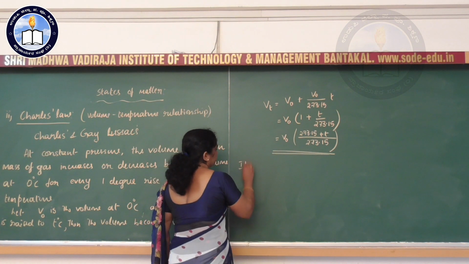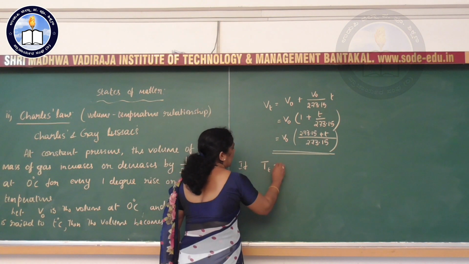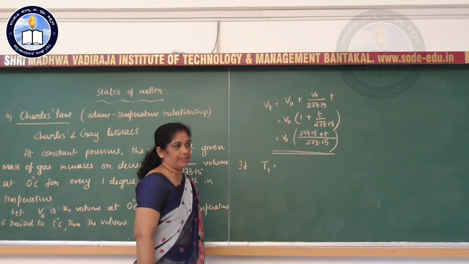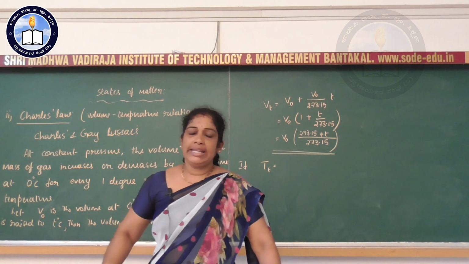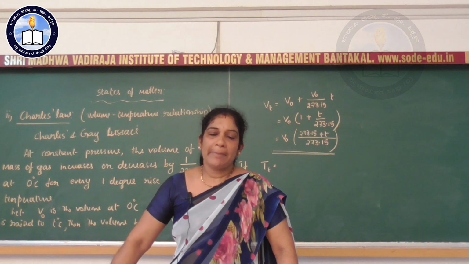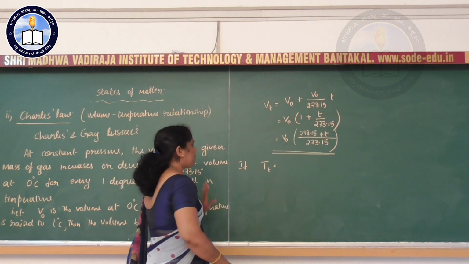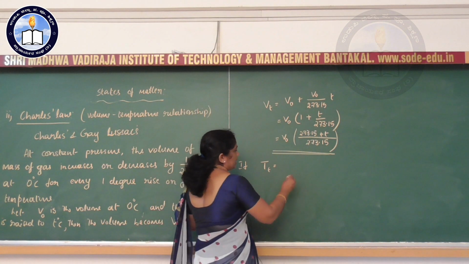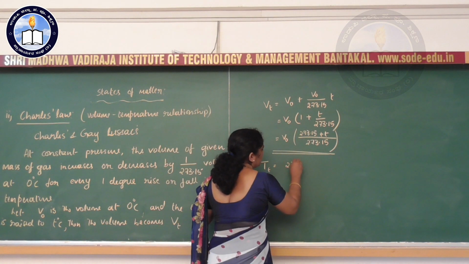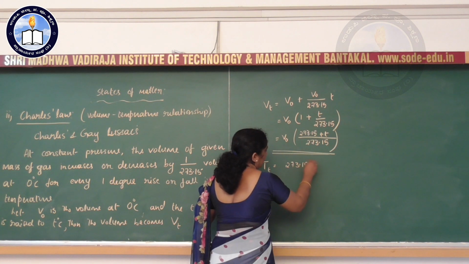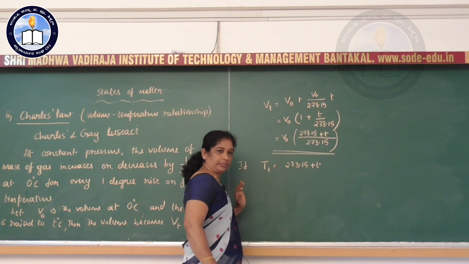If the temperature is T degrees Celsius, how do you convert degrees Celsius to Kelvin? By adding 273.15. So the temperature at T degrees Celsius is nothing but 273.15 plus T.